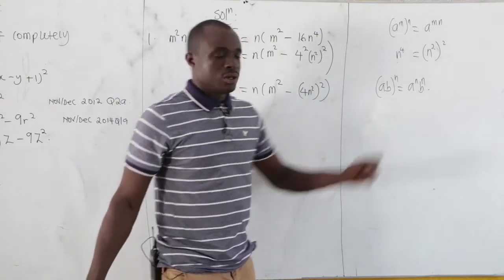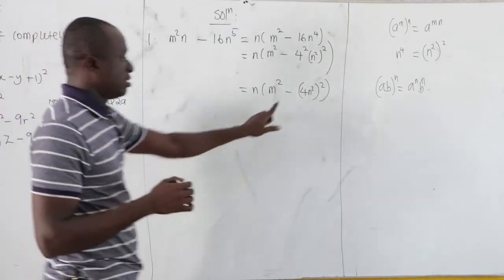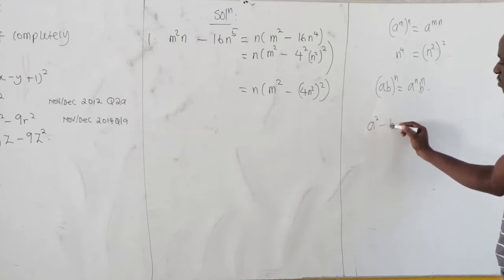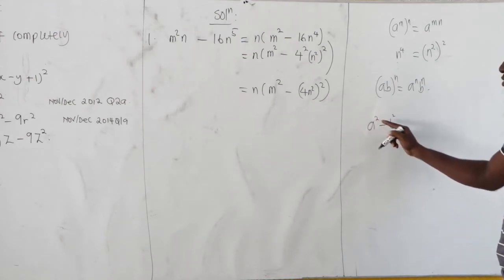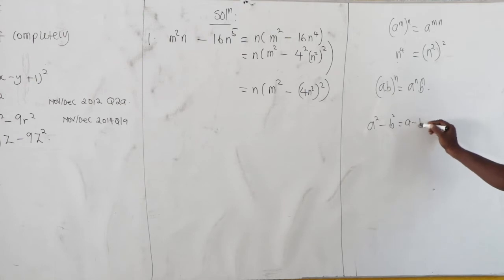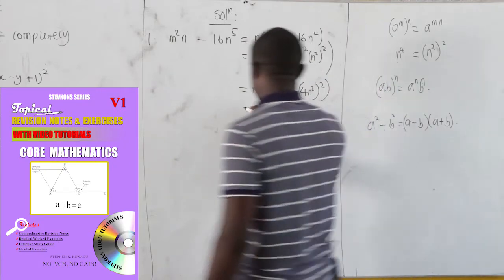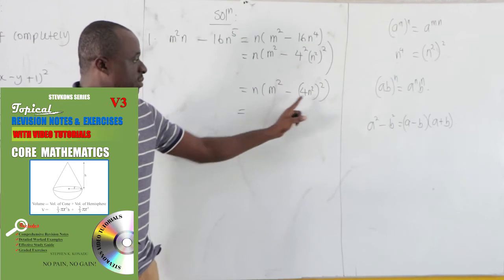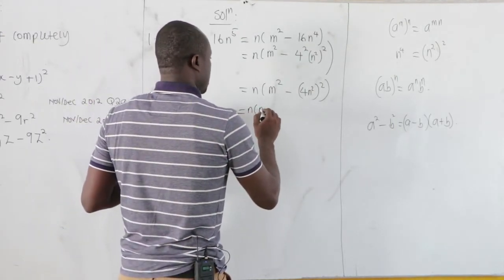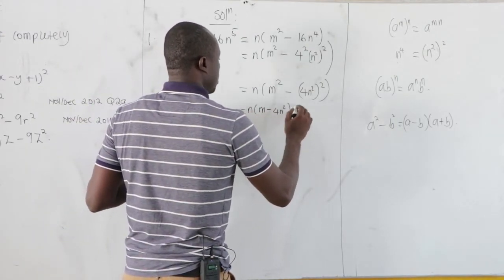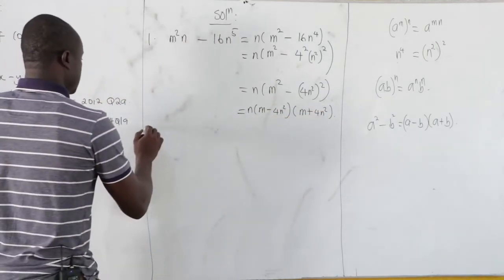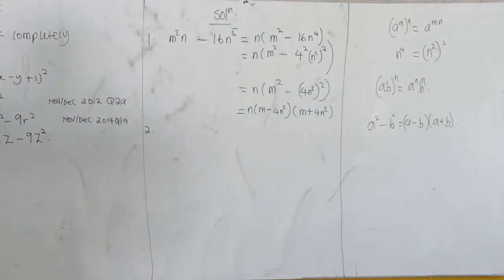That is from this result. And this is difference of 2 squares. And it says that if you have a squared minus b squared, the difference of 2 squares, this is just a minus b, a plus b. Hence, in essence, these are a and this is b. So we have n here, m minus 4n squared, and then we have m plus 4n squared. Now let's see the second question, question 2.